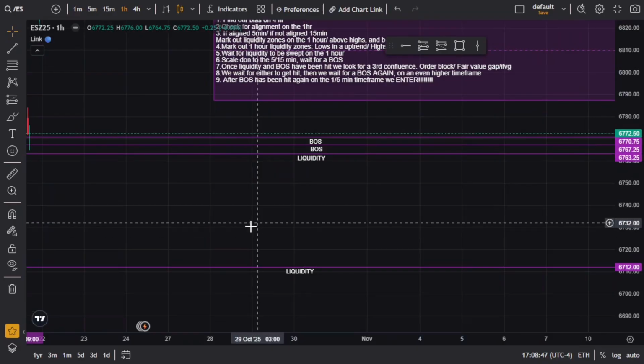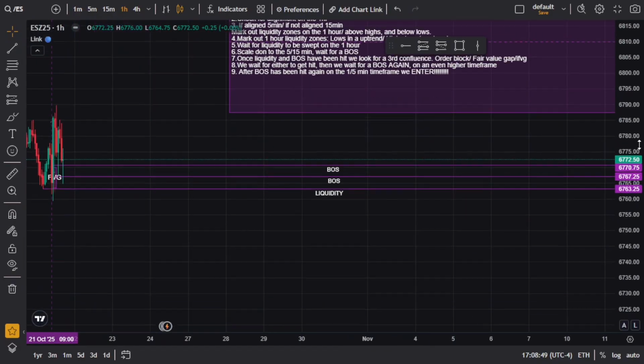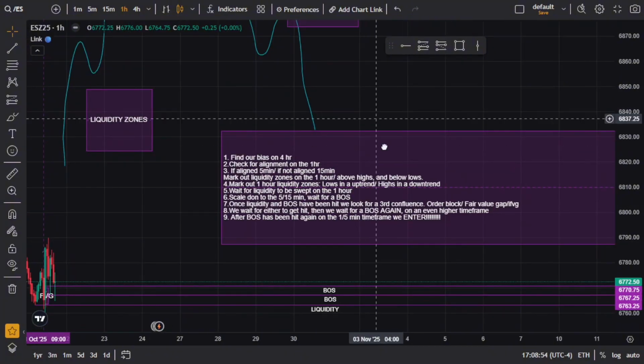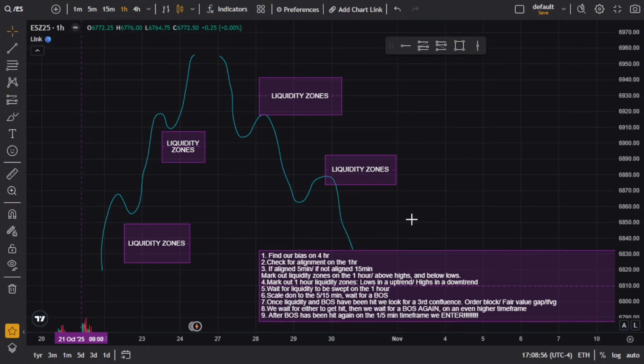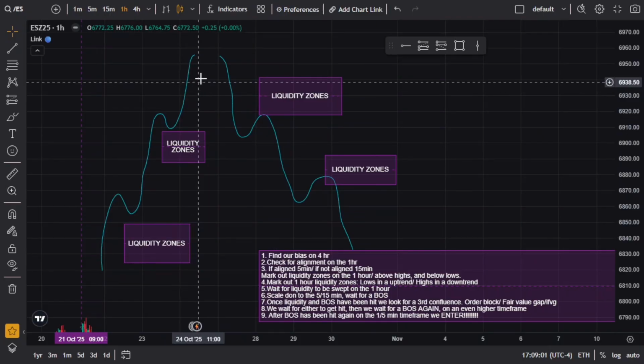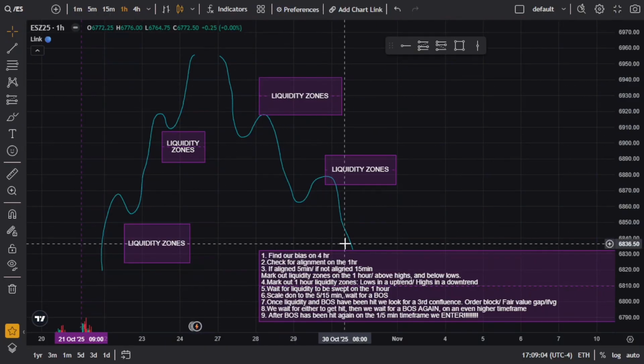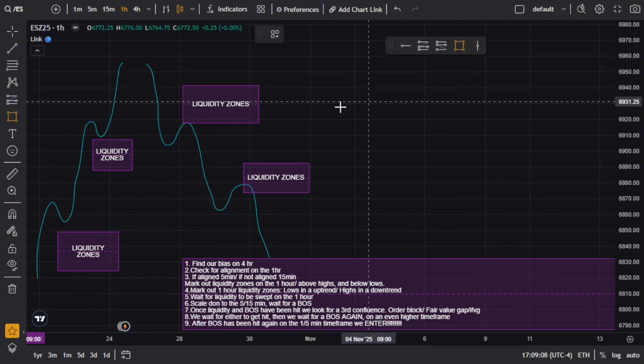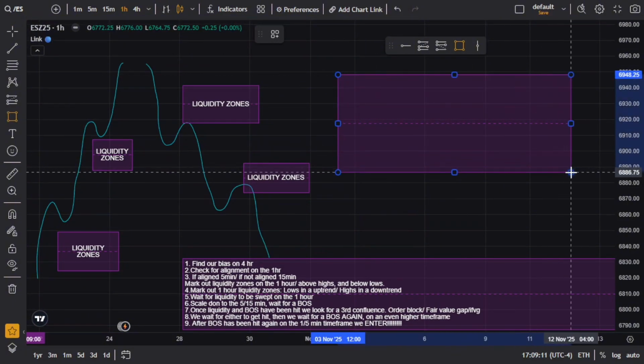So, you might be asking, well, what if they don't align? What if my 4-hour, we'll go up here. What if my 4-hour, we're in an uptrend, and then I scale to the 1-hour, and it's like, oh, shoot, we're in a downtrend? Well, we have different things for that. Here, let me use a different box to try to type this out.